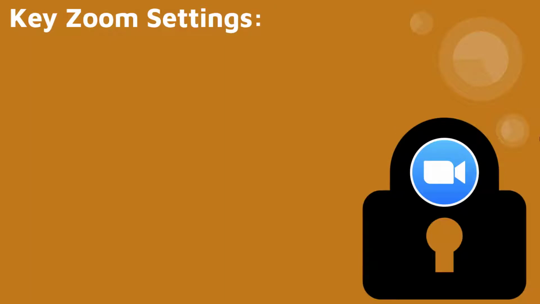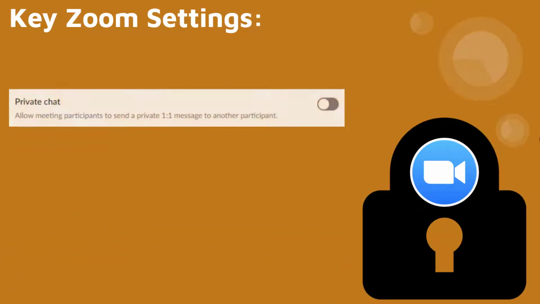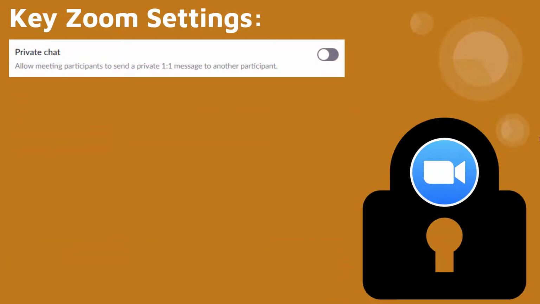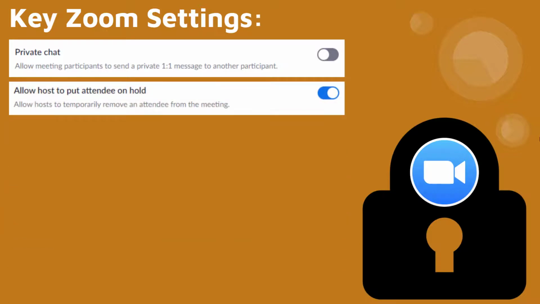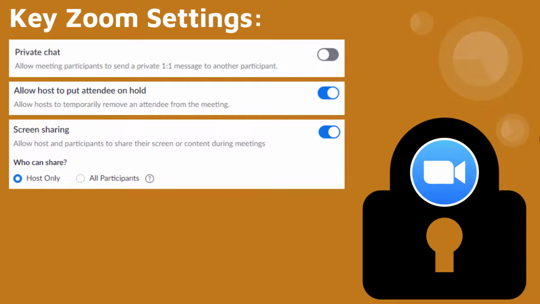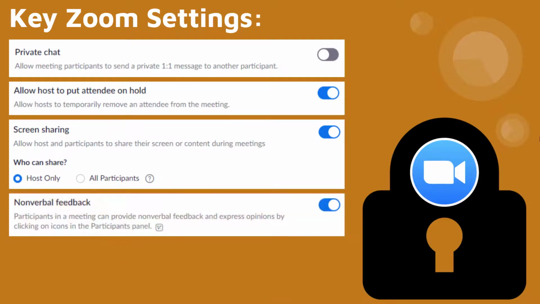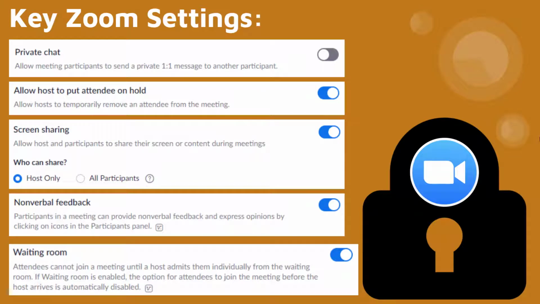So let's sum up the settings that we changed, and then we'll start a meeting and we can see how they affect the participant experience. We disabled private chat. We allowed the host to put attendees on hold. We set screen sharing to host only. This one's kind of a bonus, but we turned on nonverbal feedback. And we enabled the waiting room.